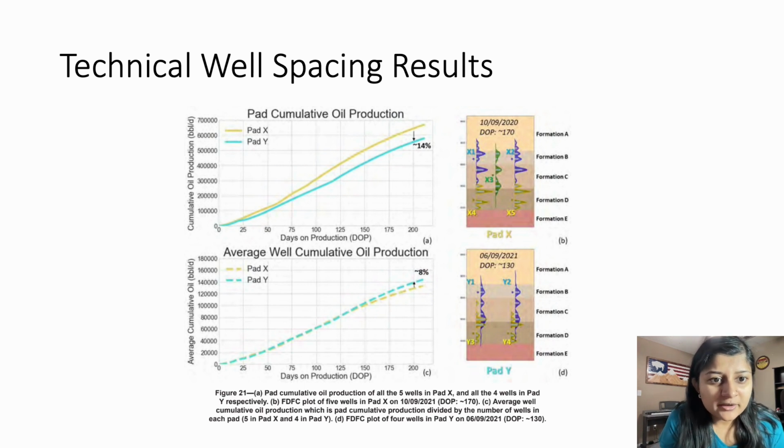Now, here are the technical well spacing results that are represented in the paper. You'll notice, and this is age-old, we already know this, in other words, what's expected in terms of results: Pad X had the most oil production because it obviously has a lot more wells, but Pad Y did not have as much oil production. But when you look at average cumulative oil production, you'll notice that Pad Y had the largest oil production per well compared to Pad X, and that difference is by 8%.